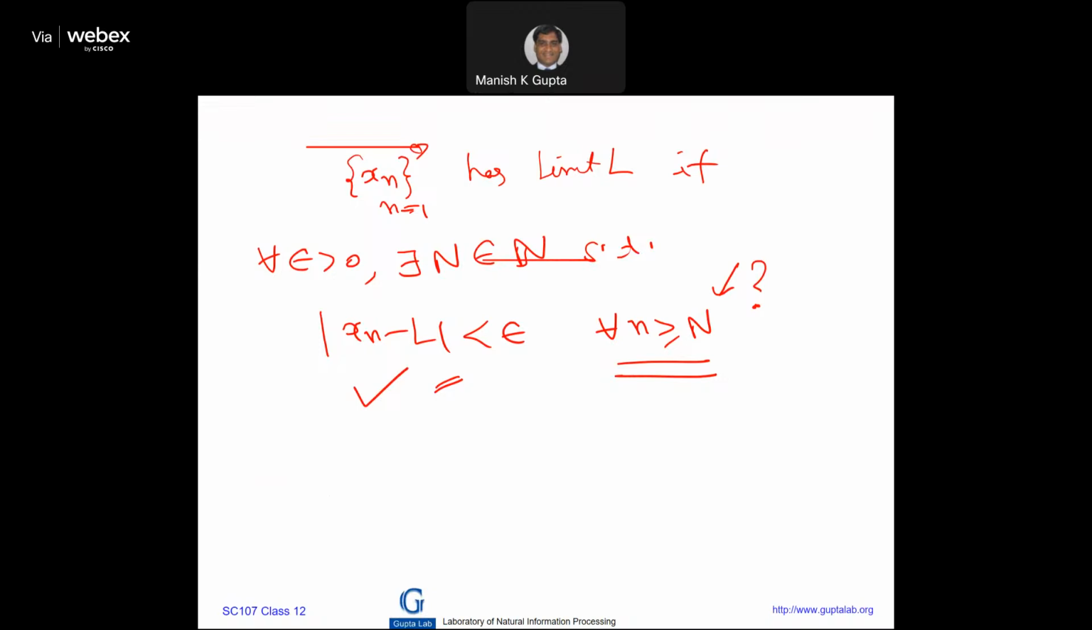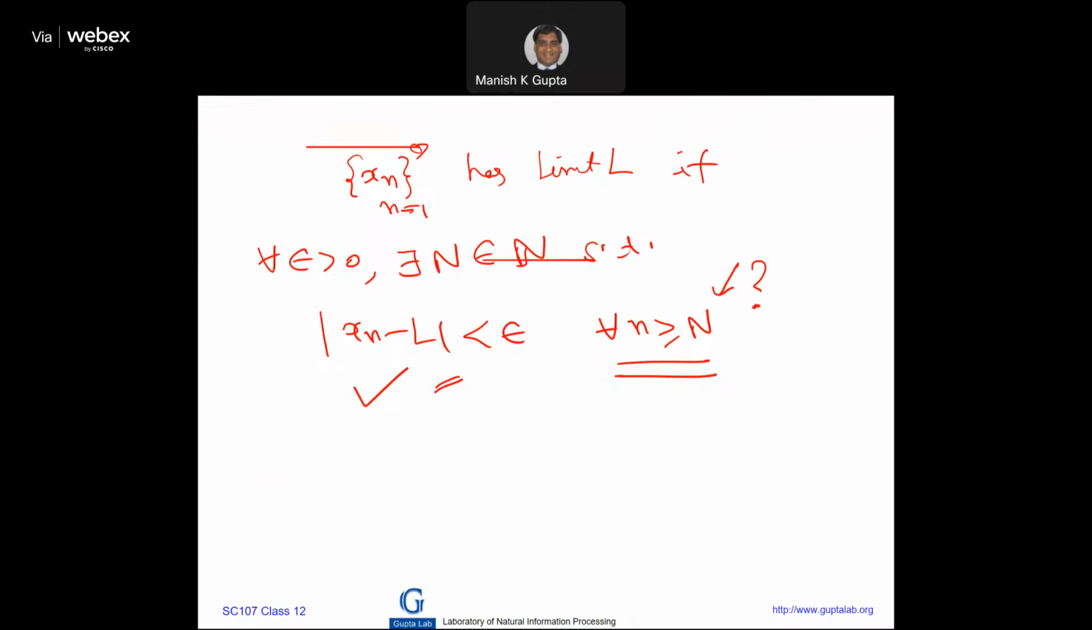For example, in the 1 by n case, if the sequence is 1 by n, this capital N was any integer greater than 1 by epsilon, if you remember, right? Whatever epsilon you take, I'll take the next integer to 1 by epsilon, and that will work. Why will that work? That you have shown, right? Starting from this inequality, you arrive at it by solving for n. So whenever I have to show that the limit of a sequence exists and its value is L, whatever L could be, we need to solve this inequality and find the value of n. If you are able to do this, you are done.